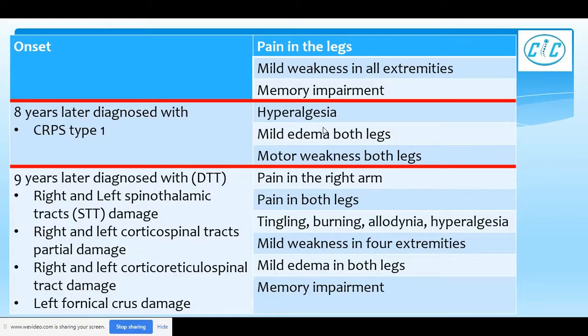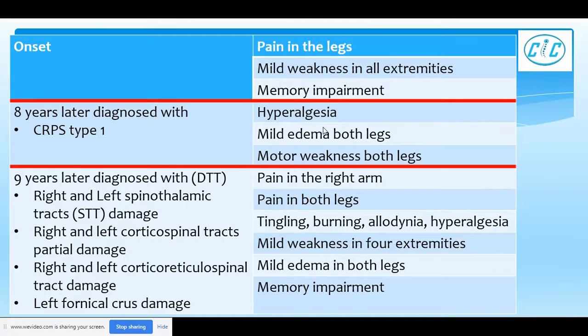Then it shows that there is damage to the left fornical crus, and the fornix, which is a structure of the Papez circuit, is a very essential part of memory construction. The patient is going to have some suffering in recall and or continued memorizing of new information. And so those would be the symptoms that the patient is going to experience.